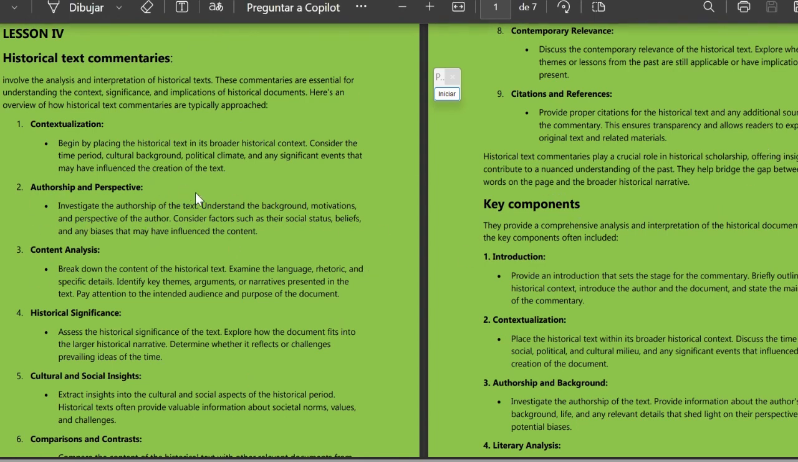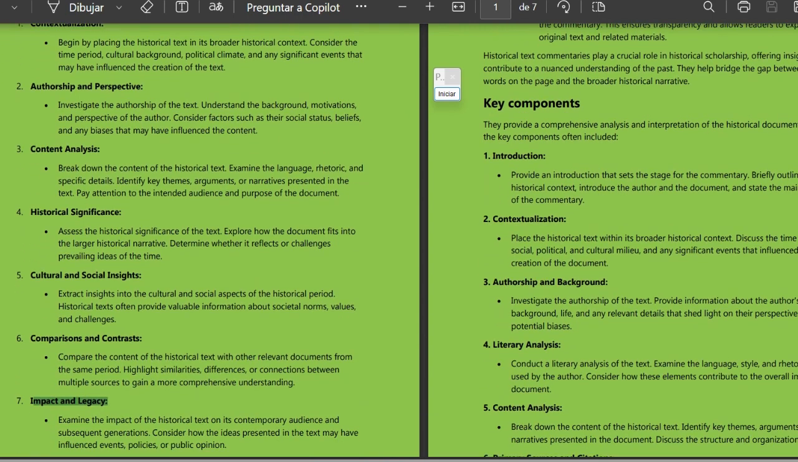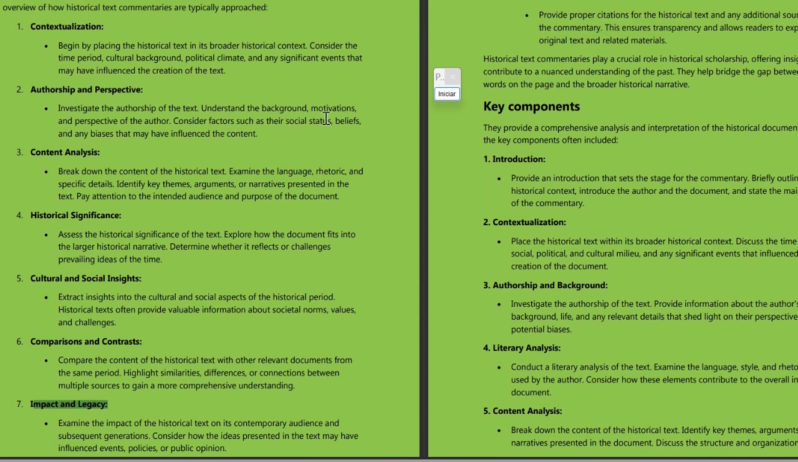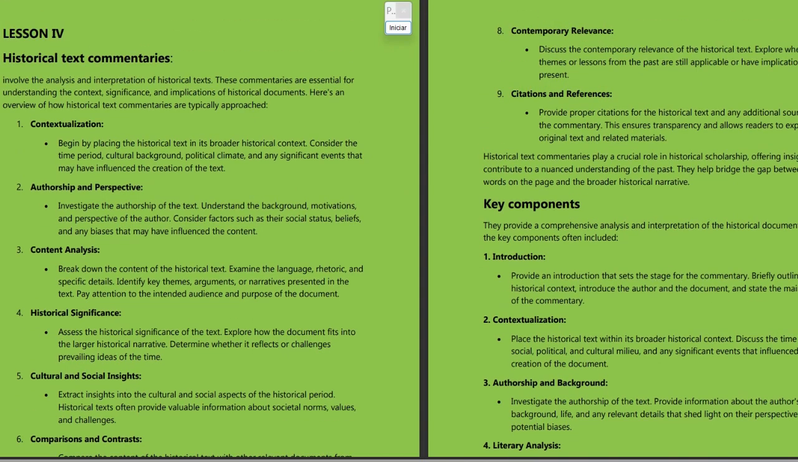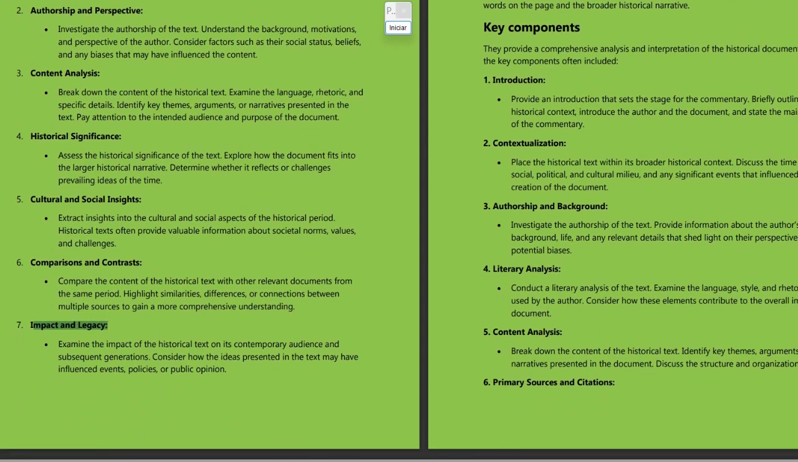So how can we do a right analysis? We can do this using the key components. And the key components could be the following. Number one, we have introduction. Number two, contextual section. Number three, authorship and background.